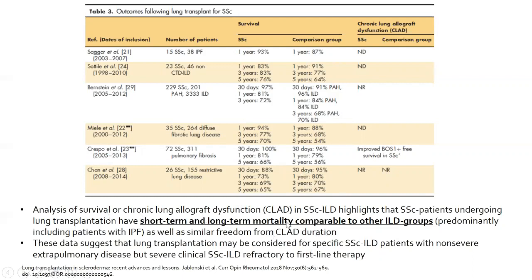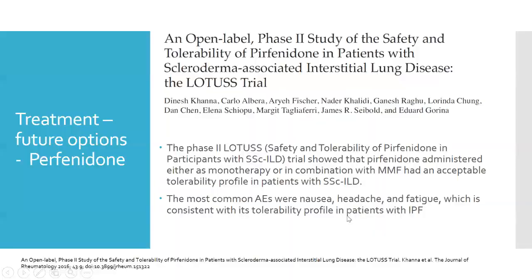So lung transplantation should be considered in patients who have severe ILD refractory to first-line therapy. But also the important thing to consider, as I mentioned before, is having non-severe extrapulmonary disease. That becomes an important thing to remember in these patients.